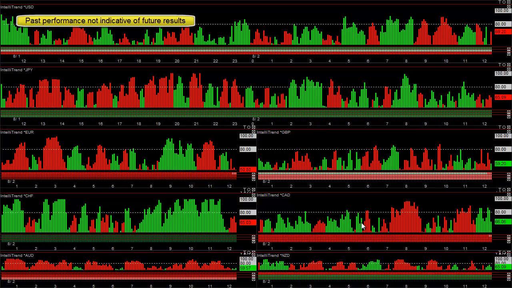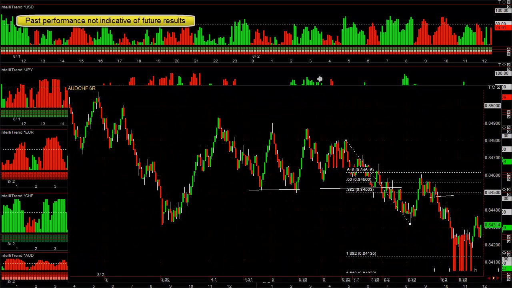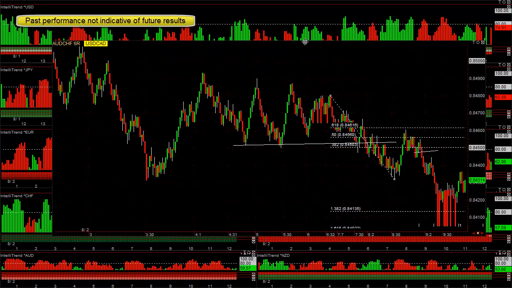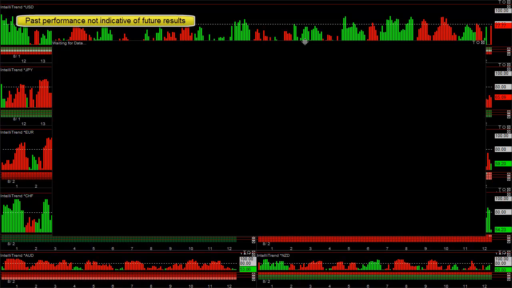Notice also here at 7 to 7:30, the CAD became really weak, and the longer term trend is down. The dollar was relatively strong at that point, stronger than the yen. You could have traded the CAD against the dollar at that point, or against the Swiss. You want to buy the dollar, excuse me, versus the CAD.